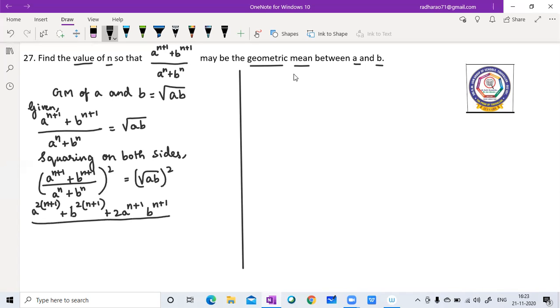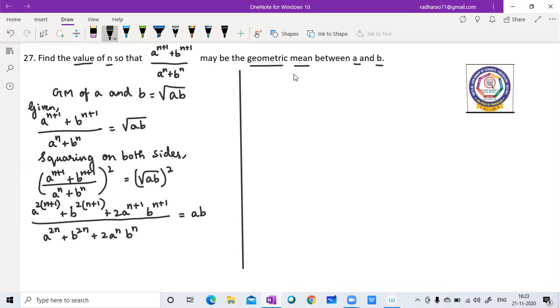Similarly, what is the denominator? (a power n plus b power n) the whole square. That is again in the form of (a plus b) the whole square. So a power n the whole square is a power 2n, plus b power n the whole square is b power 2n, plus 2 into a power n into b power n, is equal to, when you square root ab, what do you get?